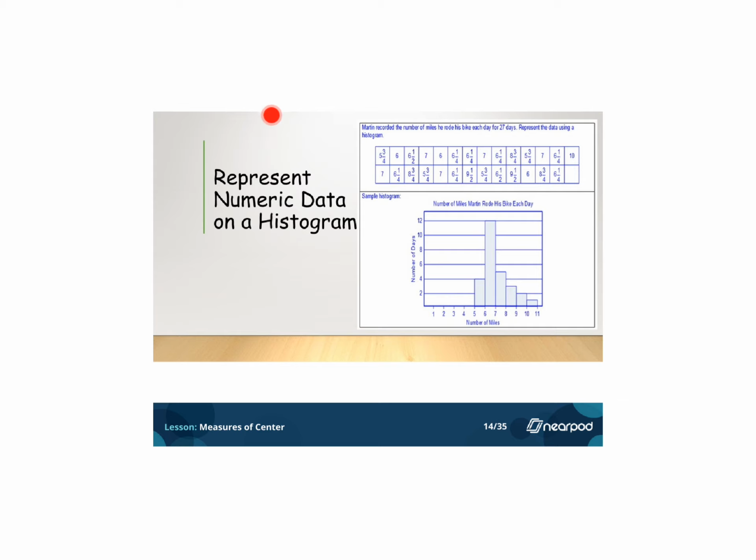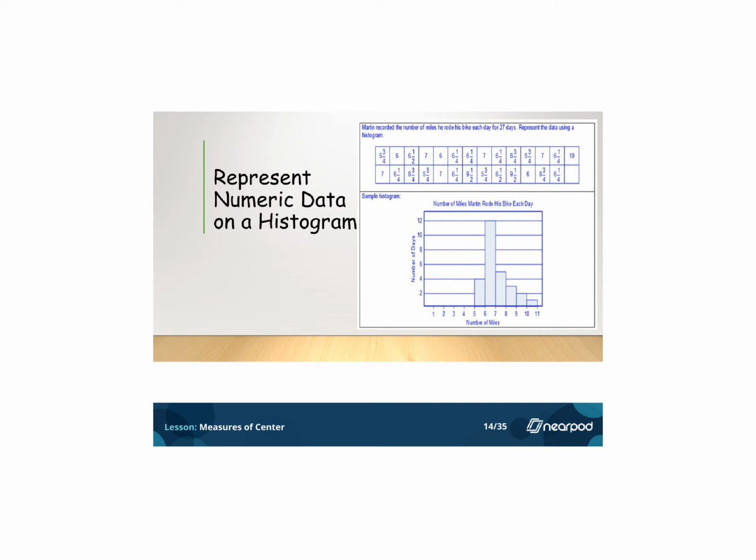So that counts 1, 2, 3, 4. So how many days were between 5 and 6, but very, very close to 6, but not 6? 4. So I go down here. There is only 4 days.